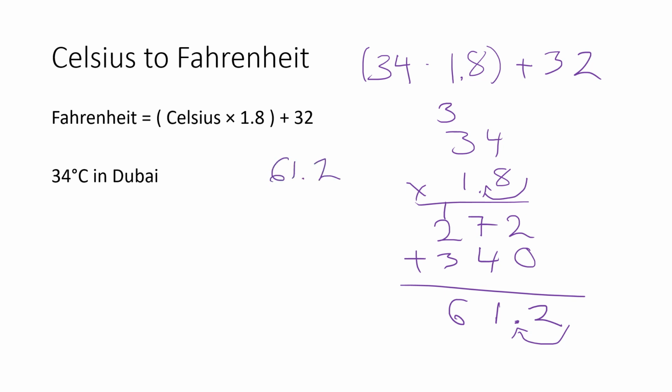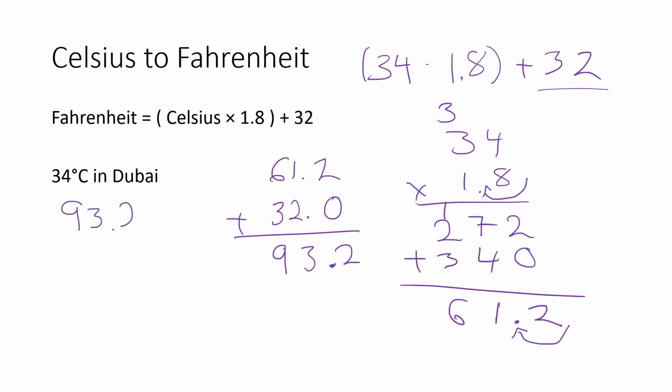And then our next step is to add 32. Make sure that you're lining up everything properly based on its place value. 2 plus 0 is 2, 1 and 2 is 3, 6 and 3 is 9. So it's 34 degrees Celsius in Dubai, which means that it's currently 93.2 degrees Fahrenheit. Very toasty in Dubai.